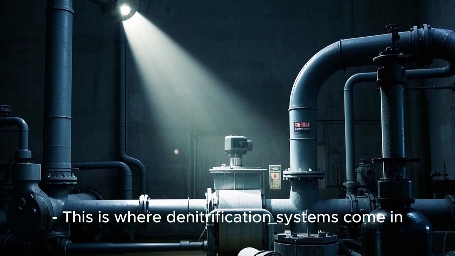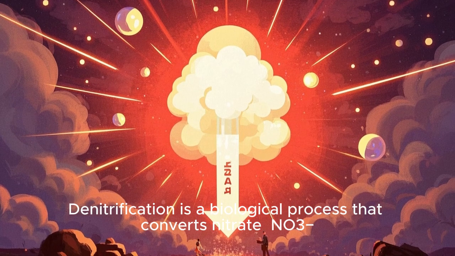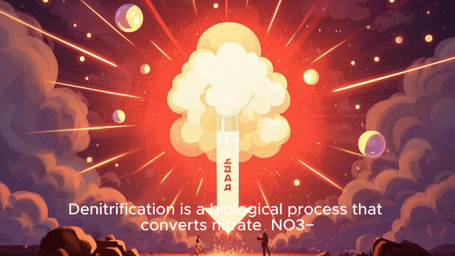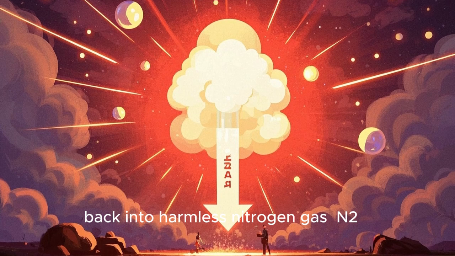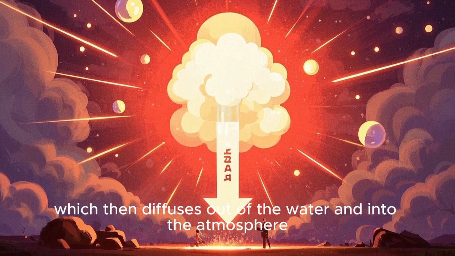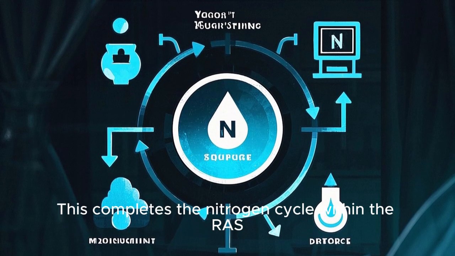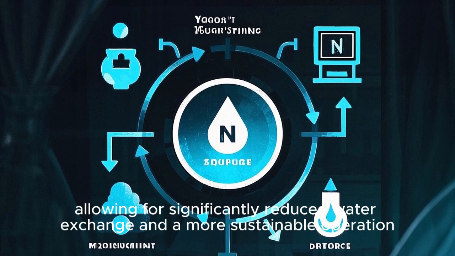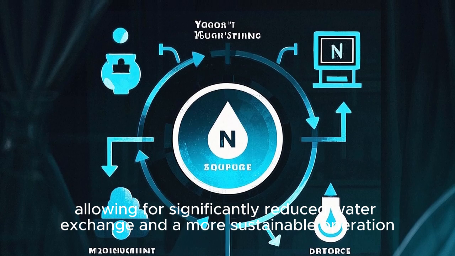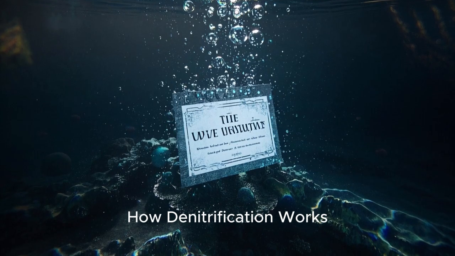This is where denitrification systems come in. Denitrification is a biological process that converts nitrate, NO3, back into harmless nitrogen gas, N2, which then diffuses out of the water and into the atmosphere. This completes the nitrogen cycle within the RAS, allowing for significantly reduced water exchange and a more sustainable operation. How denitrification works.